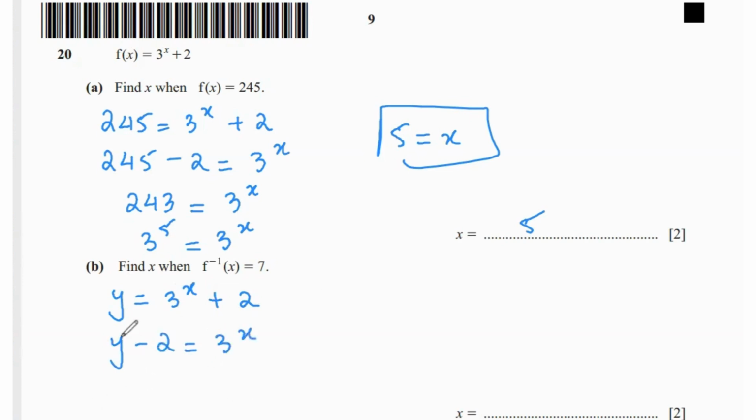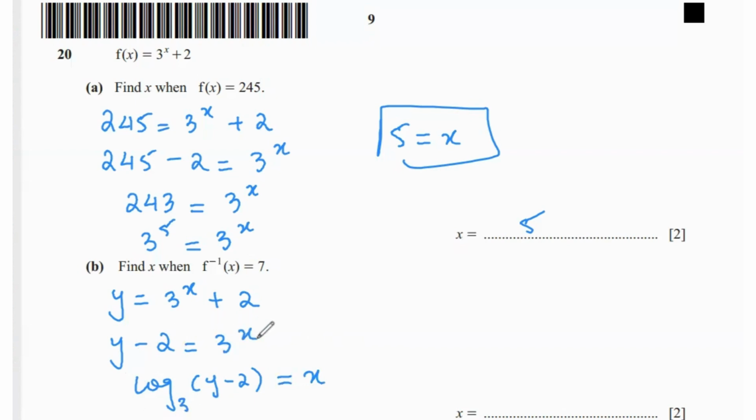Now over here, we can see that this is an exponential function. In order to make x the subject, we need to convert this exponential into a logarithm. So this is going to be log of y minus 2 to the base of 3 equals x. This is the conversion from an exponential to logarithmic form. So we use that conversion.